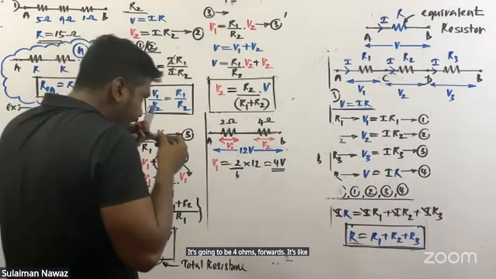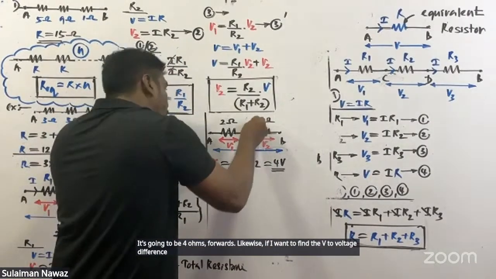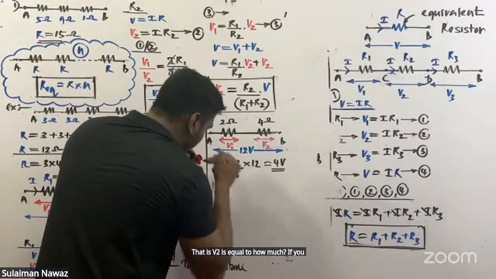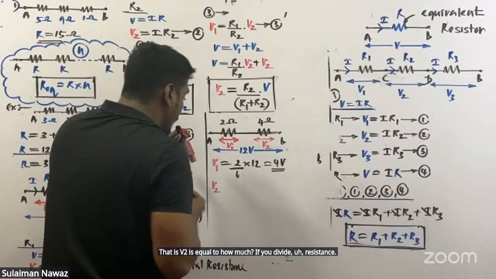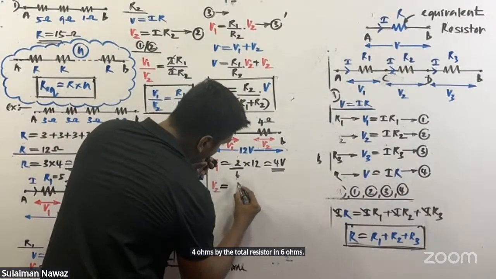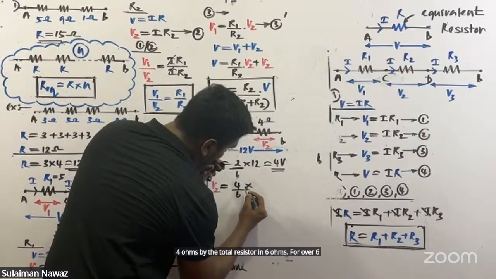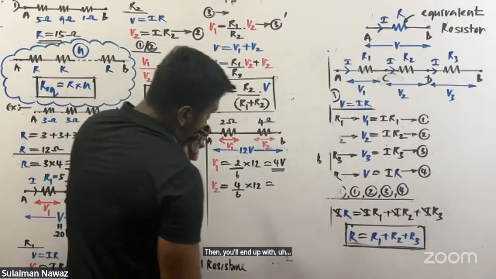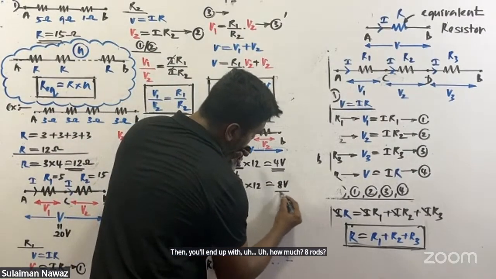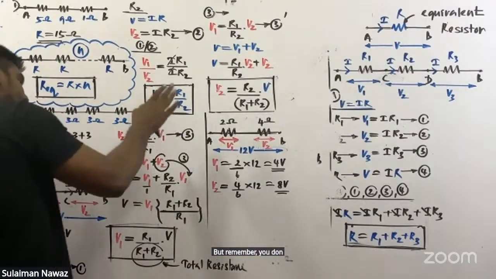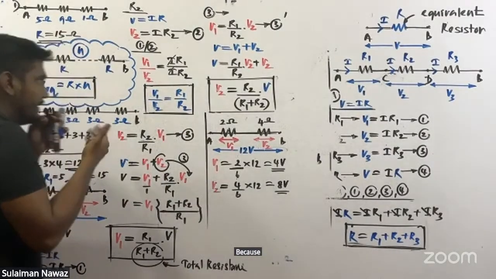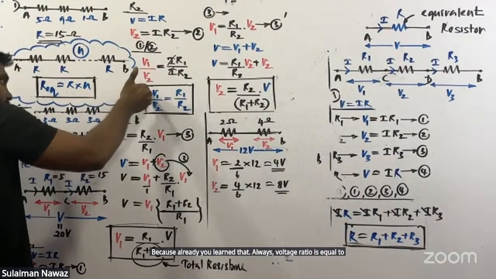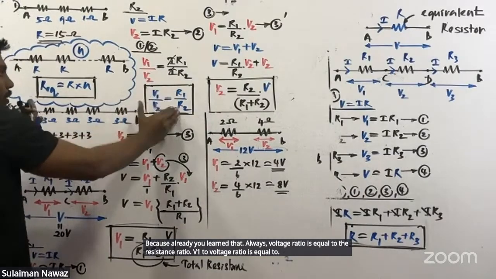Likewise, if I want to find V2, the voltage difference across the 4 ohm resistor, V2 is equal to how much? Divide resistance 4 ohms by the total resistance 6 ohms, 4 over 6, and multiply by the total potential difference 12, and you will end up with 8 volts. But remember, you don't always need to do this, because you already learned that the voltage ratio is equal to the resistance ratio. V1 to V2 ratio is equal to R1 to R2 ratio.